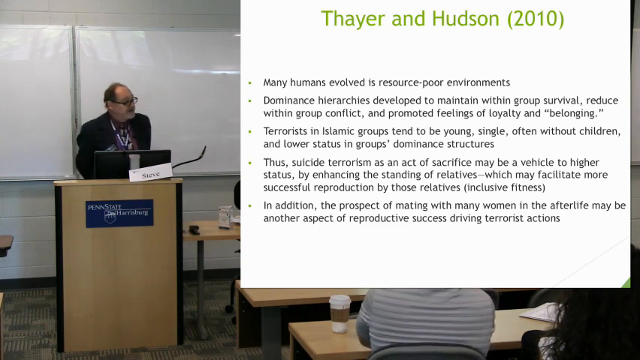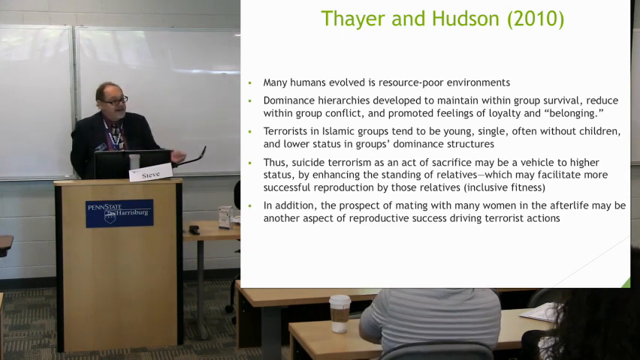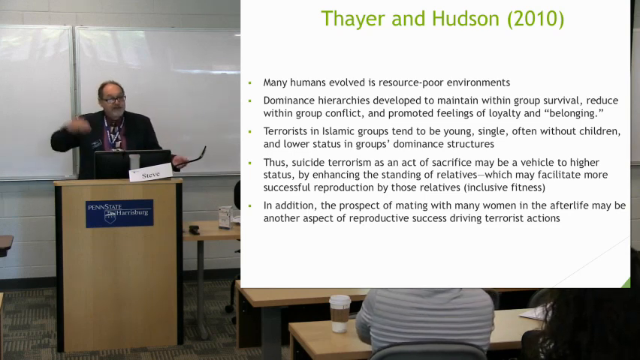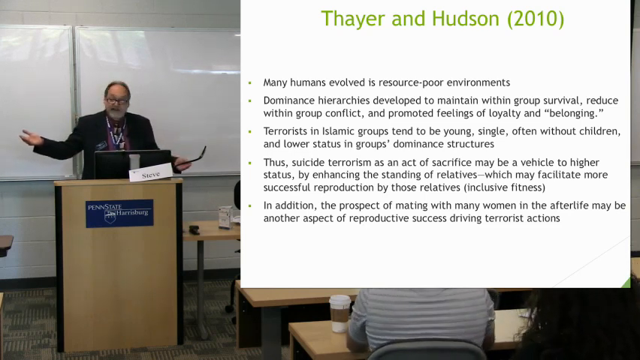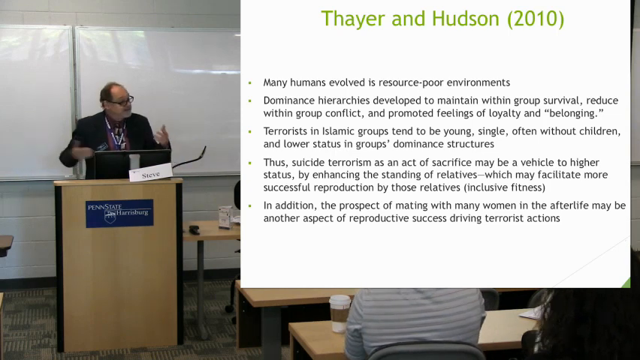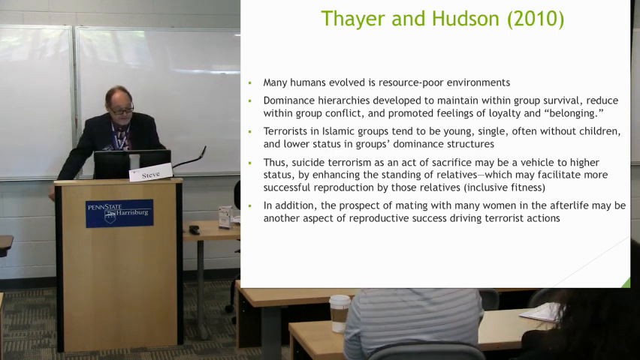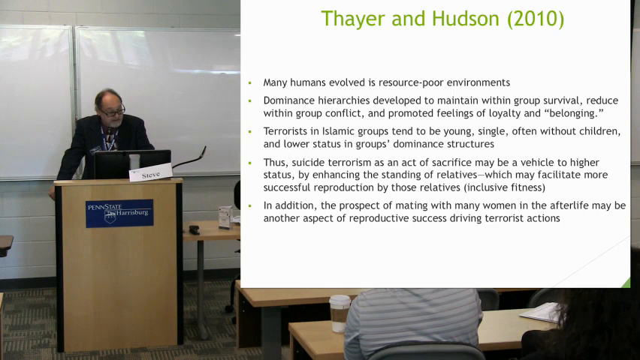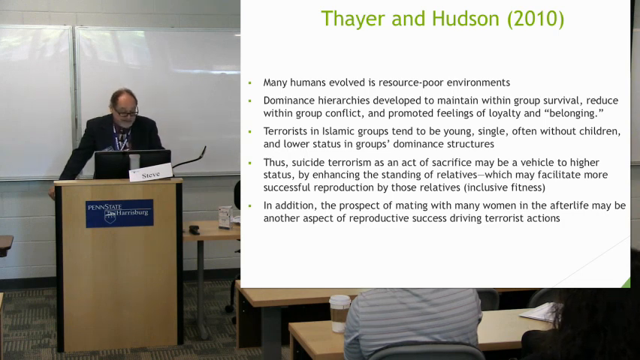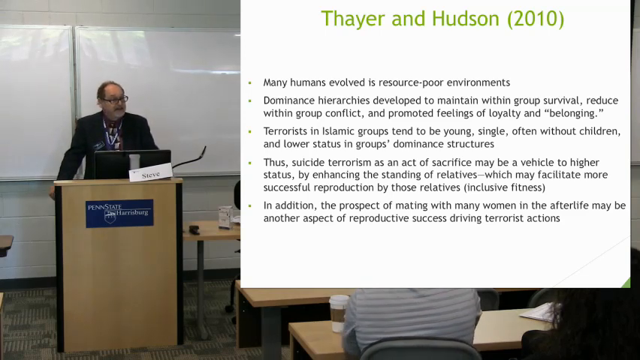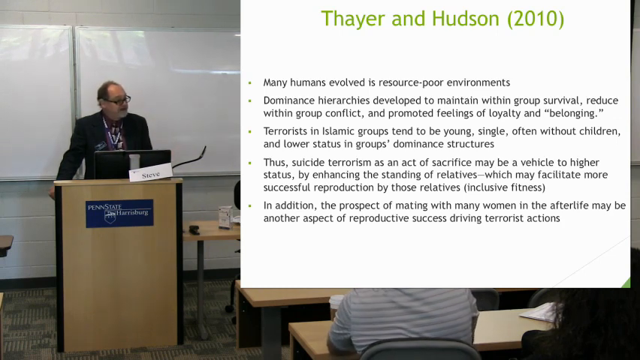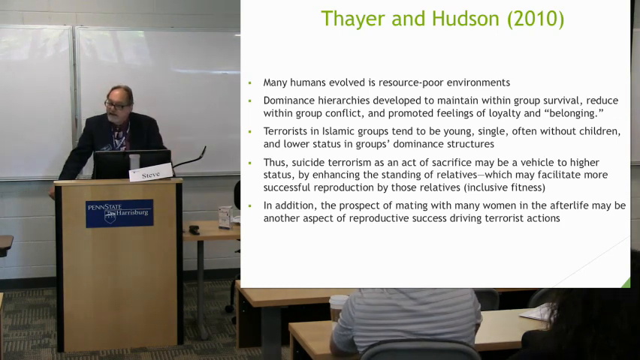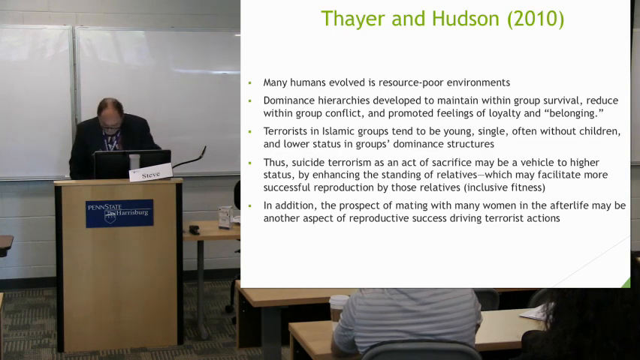Again, consistent with inclusive fitness, where if you sacrifice yourself and you die, but your relatives are going to be more reproductively successful, then that makes sense in evolutionary terms. In addition, they also echo Kruglanski et al. by saying that the prospect of mating with many women in the afterlife may be another aspect of reproductive success driving terrorist actions. If you accept the beliefs, then you will be very reproductively successful after suicide action.